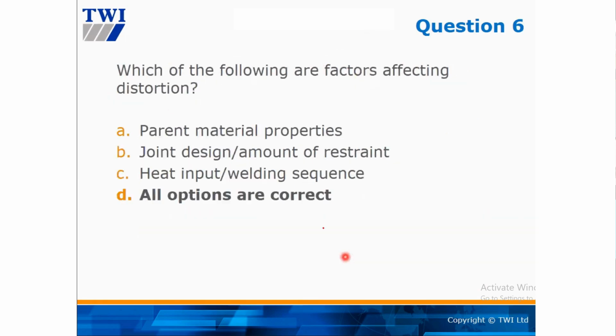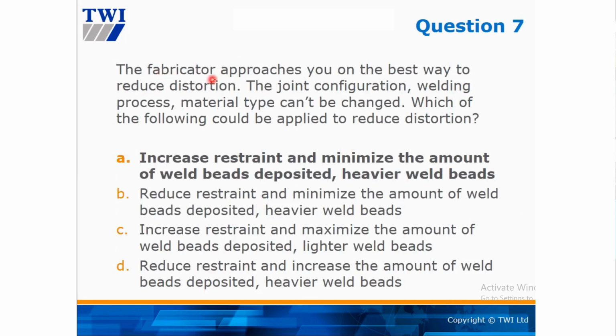All right, number 6, which of the factors affect distortion? This one is very strict with question and answer, all options correct. Number 7, the fabricator approaches you on the best way to reduce distortion. The joint configuration, welding, and material type cannot be changed. Which of the following could be applied to reduce distortion?